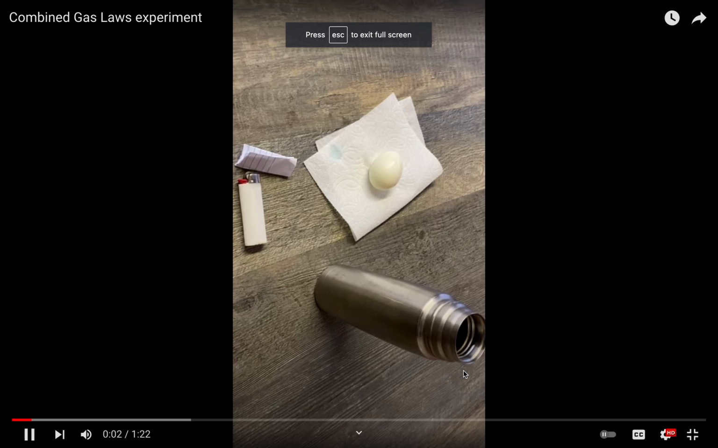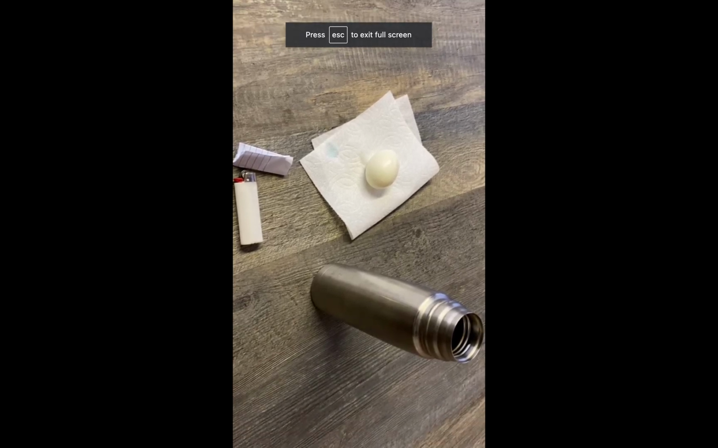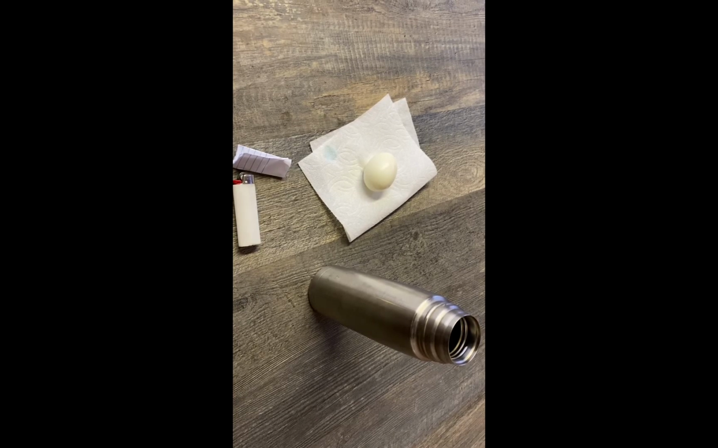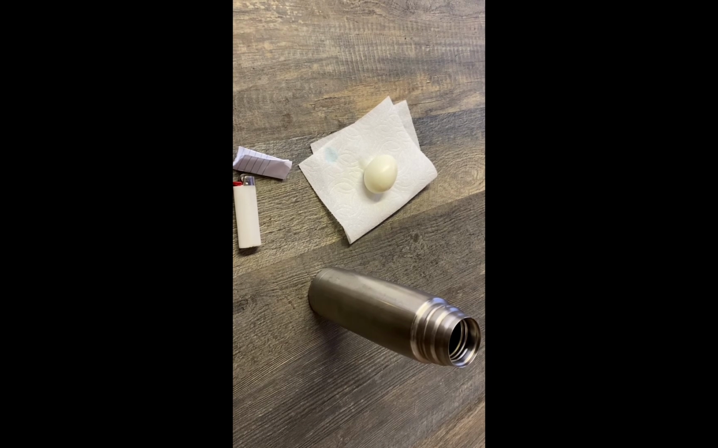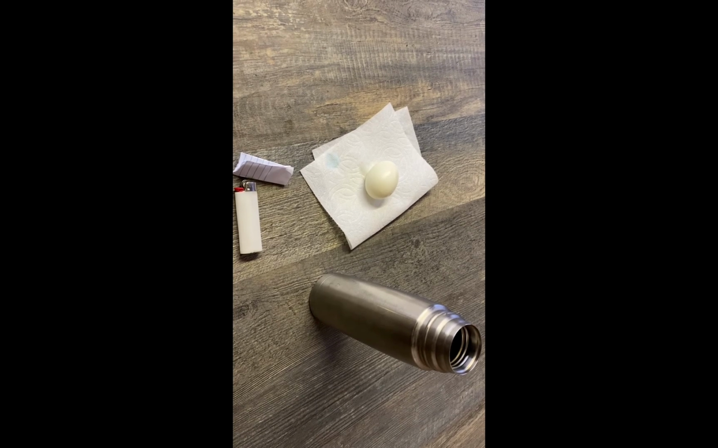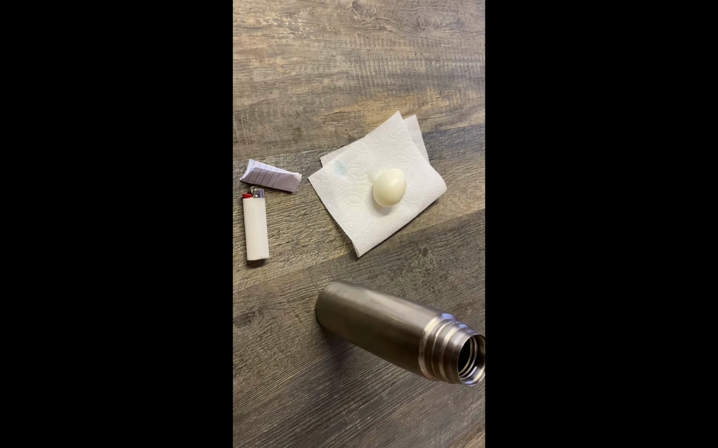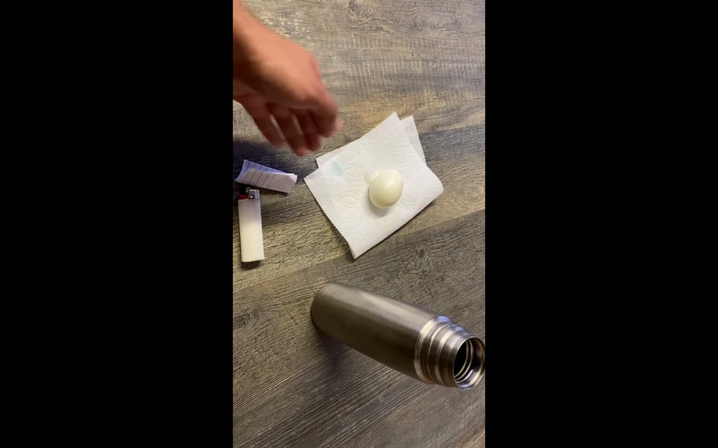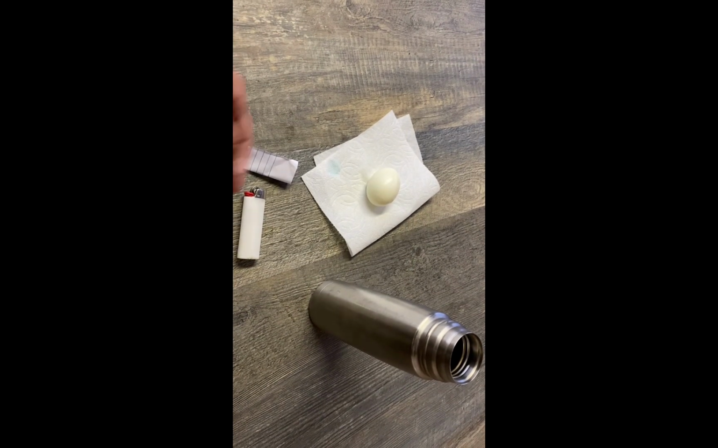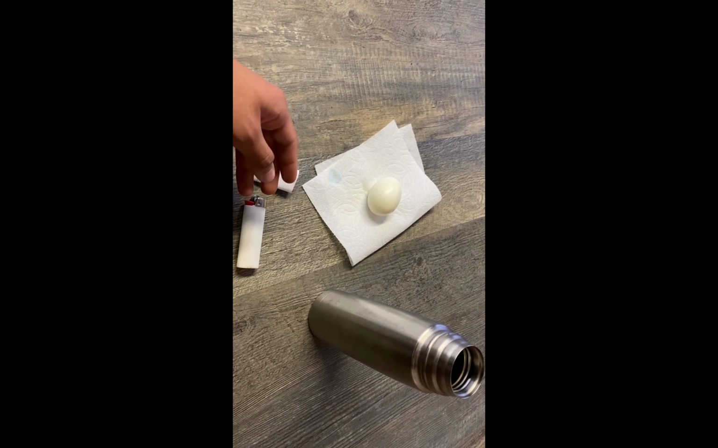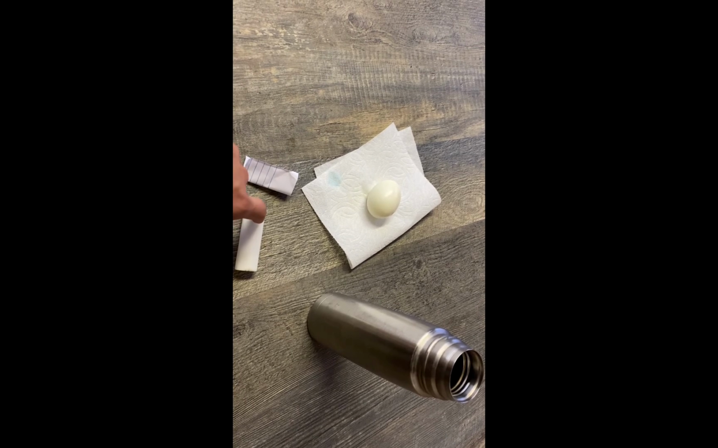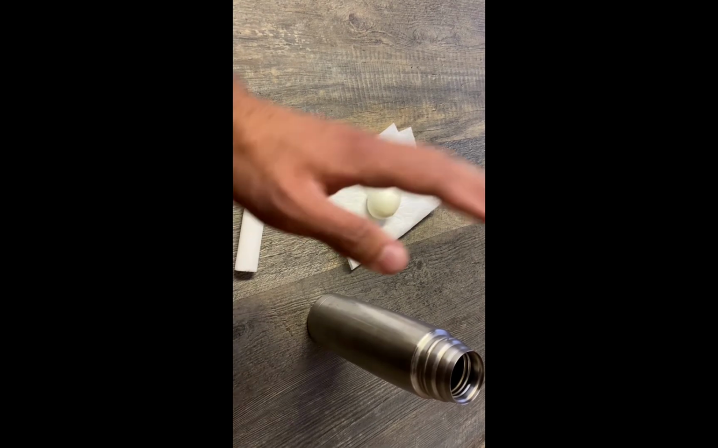And this is my combined gas law experiment. This experiment will demonstrate the combined gas law. It's basically Boyle's law, Charles' law, and Gay-Lussac's law all combined into one. It states that the ratio of the product of pressure and volume to the absolute temperature of a gas is equal to a constant. We'll be demonstrating this today with an egg. We'll be using a boiled egg, paper, a match, and a bottle. It demonstrates how the rise in temperature inside, because of the flame, makes the pressure outside greater. So the egg drops in.